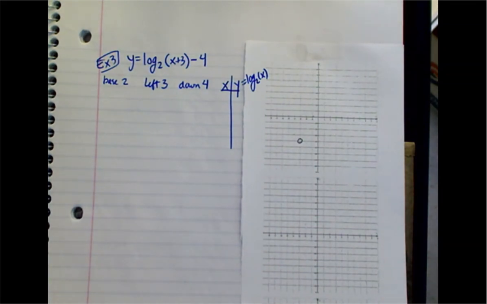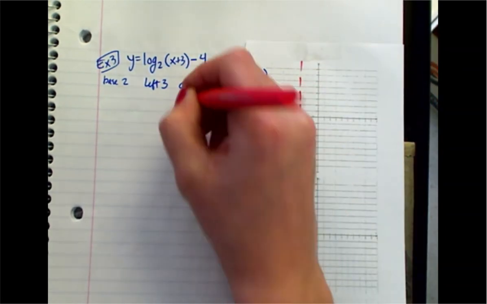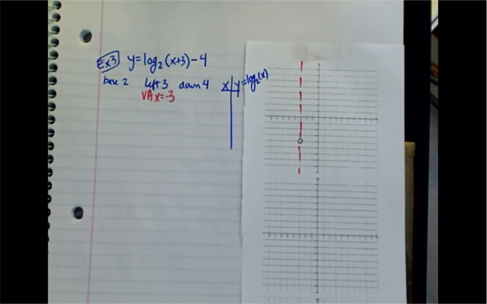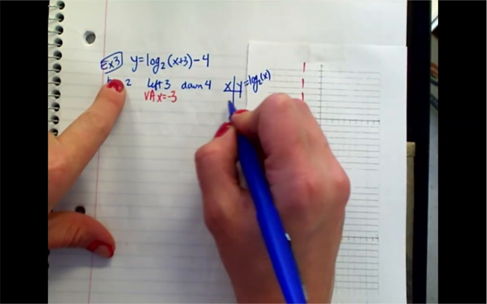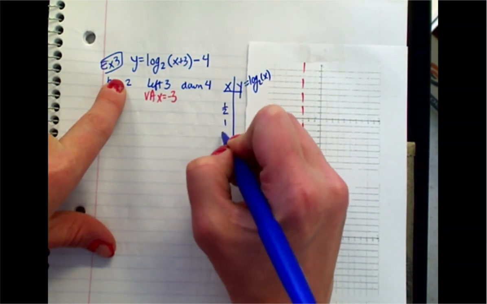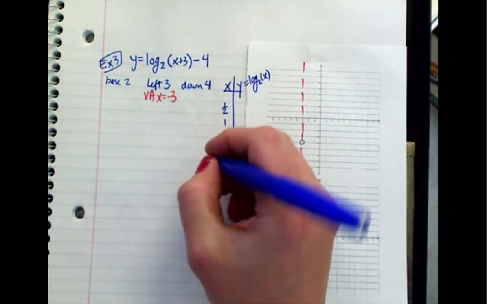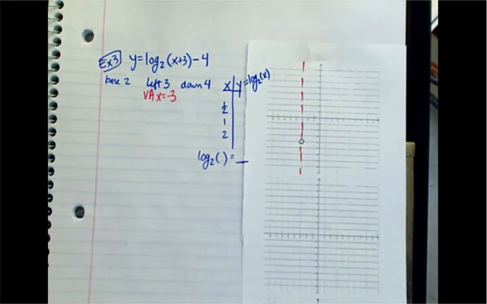Okay, vertical asymptote goes through the center. So my vertical asymptote is x equals -3, because it's the x equals. So my asymptote can move, it's just based on the transformation. Points. Oh, okay, so my base is 2, so I can do 1/2, 1, and 2. I can actually evaluate. Look what I'm evaluating though. Log base 2, the y coordinate, right? That's what I'm evaluating. I'm just picking 3 easy points.